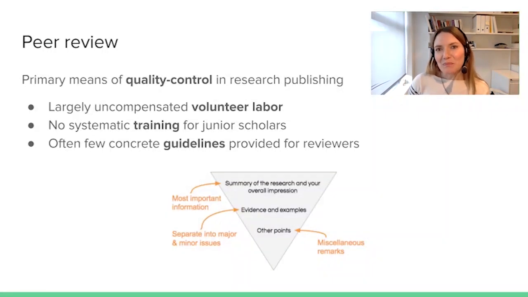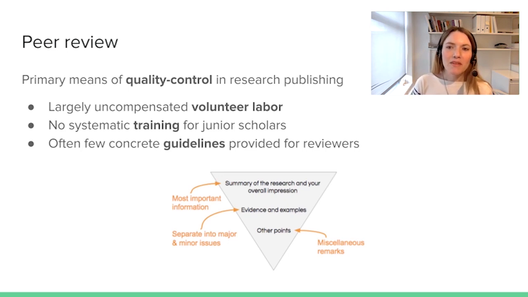Now, as we all know, peer review is the primary means of quality control in academic research publishing, but it largely consists of uncompensated volunteer labor. This means that scholars have to find the time to do peer review on top of all of their other professional work. And it means that it's sometimes treated as an afterthought or a frustrating obligation, and not given the kind of time or care it deserves.